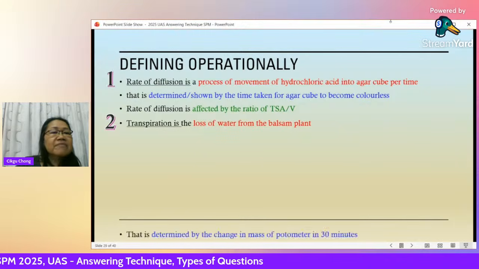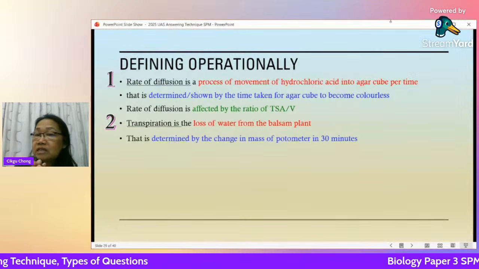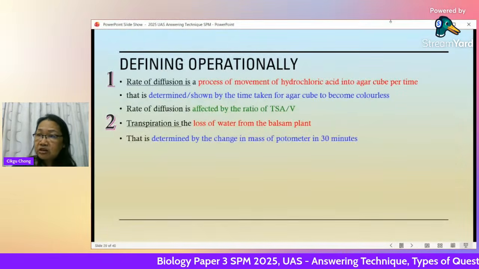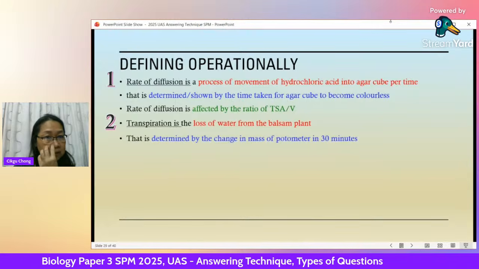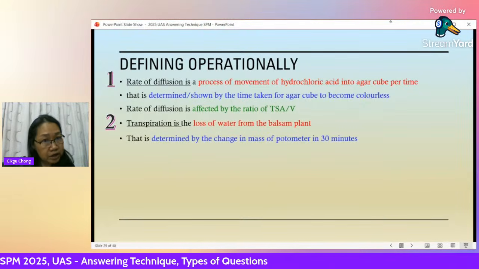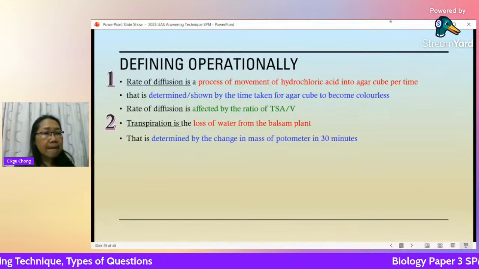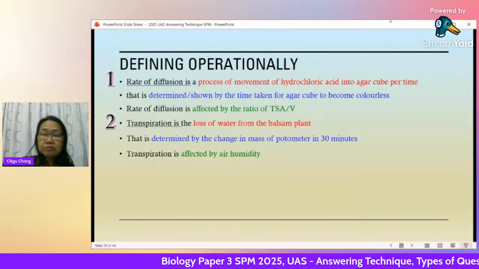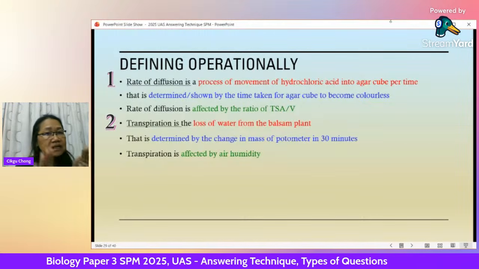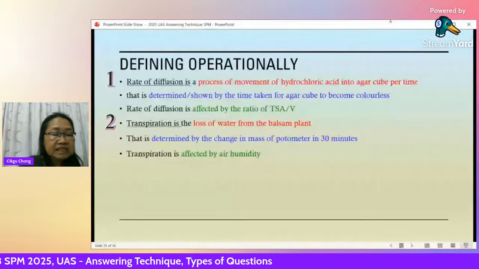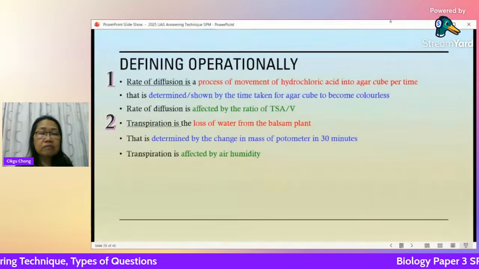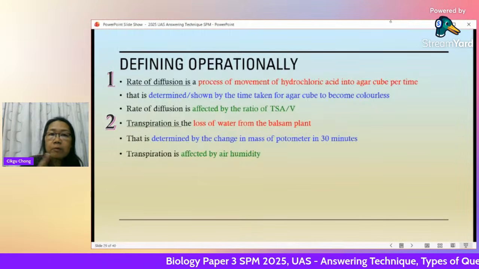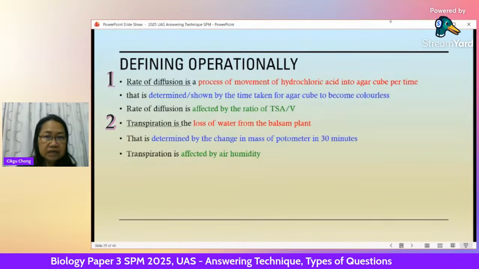Okay. Now, next one, determined by the change in mass of potometer in 30 minutes. In your experiment, you are supposed to measure the change in the mass of the potometer in 30 minutes. Okay, 30 minutes, you see how much water has already evaporated. That is your second point there. Then affected by what? Affected by air humidity. So in your experiment, maybe they change the air humidity. So it is very, very dependent on your specific experiment. If you want to get your full mark, there is no theory. You cannot give a definition in theory. Defining operationally must be based on that particular experiment.